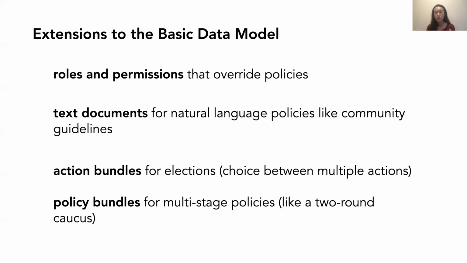Policy bundles are useful for these multi-stage policies. So for instance, in a number of offline governments, sometimes before a law can pass, it first must be approved in one body of elected representatives, then there's a vote in another, and then maybe there's a final approval by a president, et cetera, et cetera. These are all examples that we show in the paper as well.